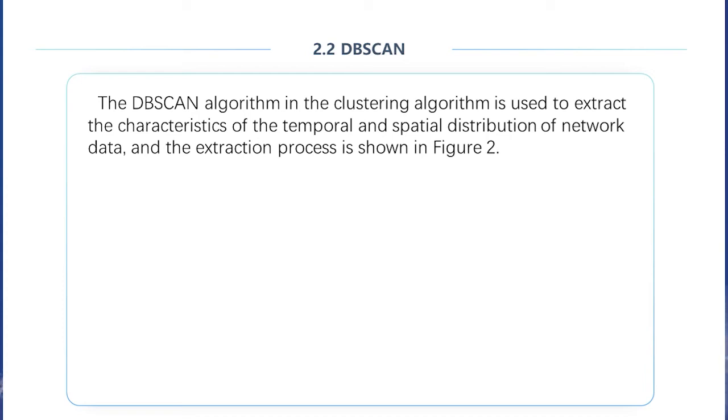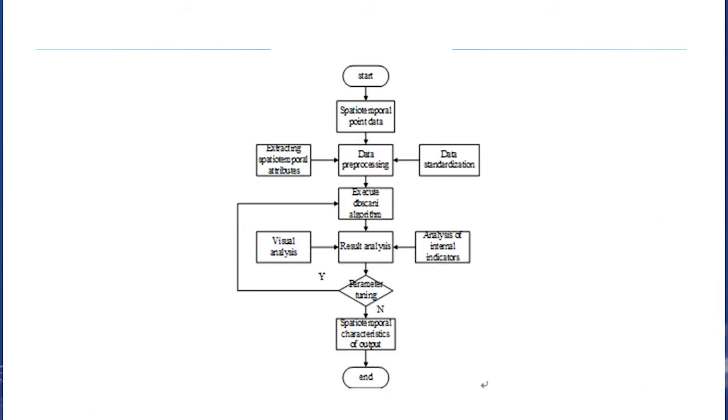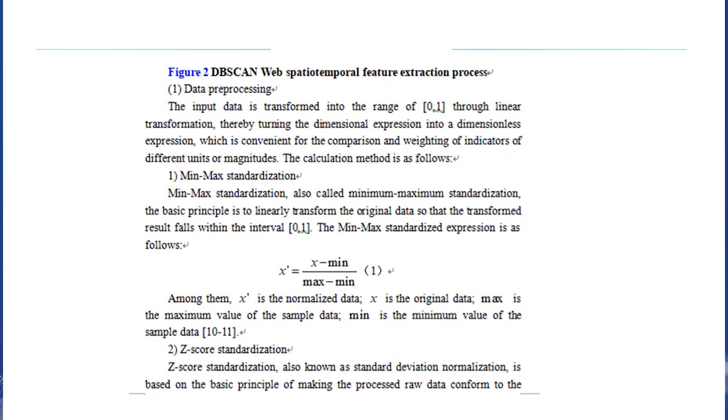DBSCAN-based spatiotemporal feature extraction. The DBSCAN algorithm in the clustering algorithm is used to extract the characteristics of the temporal and spatial distribution of network data, and the extraction process is shown in Figure 2. 1. Data pre-processing. The input data is transformed into the range [0, 1] through linear transformation, thereby turning the dimensional expression into a dimensionless expression, which is convenient for the comparison and weighting of indicators of different units or magnitudes. The calculation method is as follows.